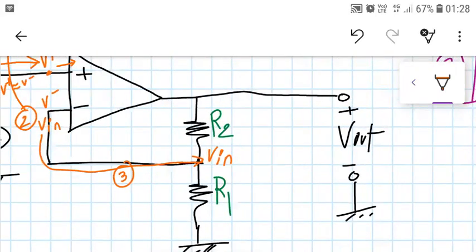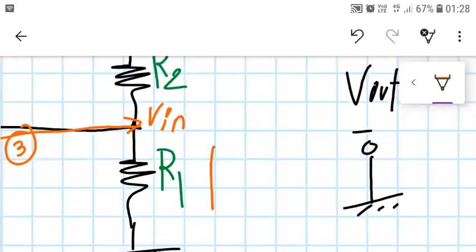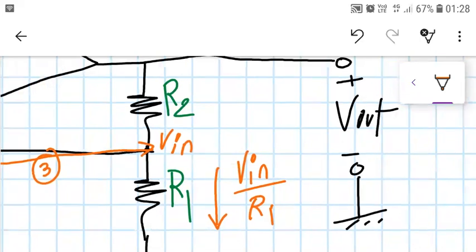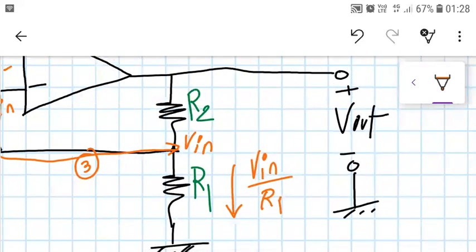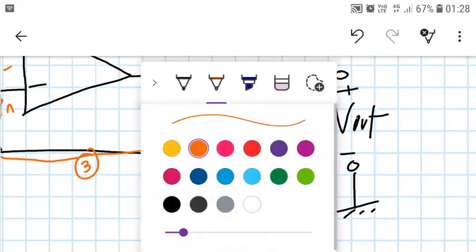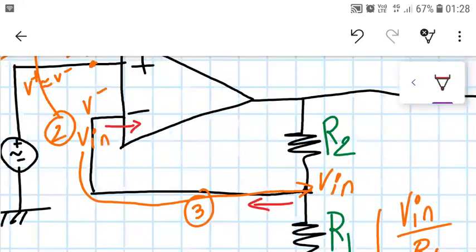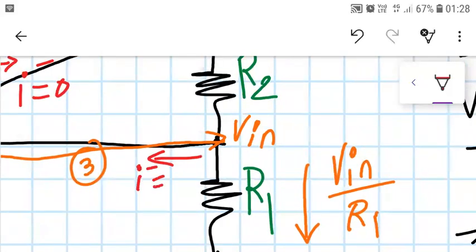So this is my V in. If this is V in, what will be my current over here? Current flowing through R1 will be V in divided by R1. Okay, so this is what my expression is. Now, this current is the current flowing through R1. What will be my current in from here? Let me mark it in red. So as we know, the current flowing into the op-amp terminal, I minus, is 0. So this current over here, I minus, is also 0.